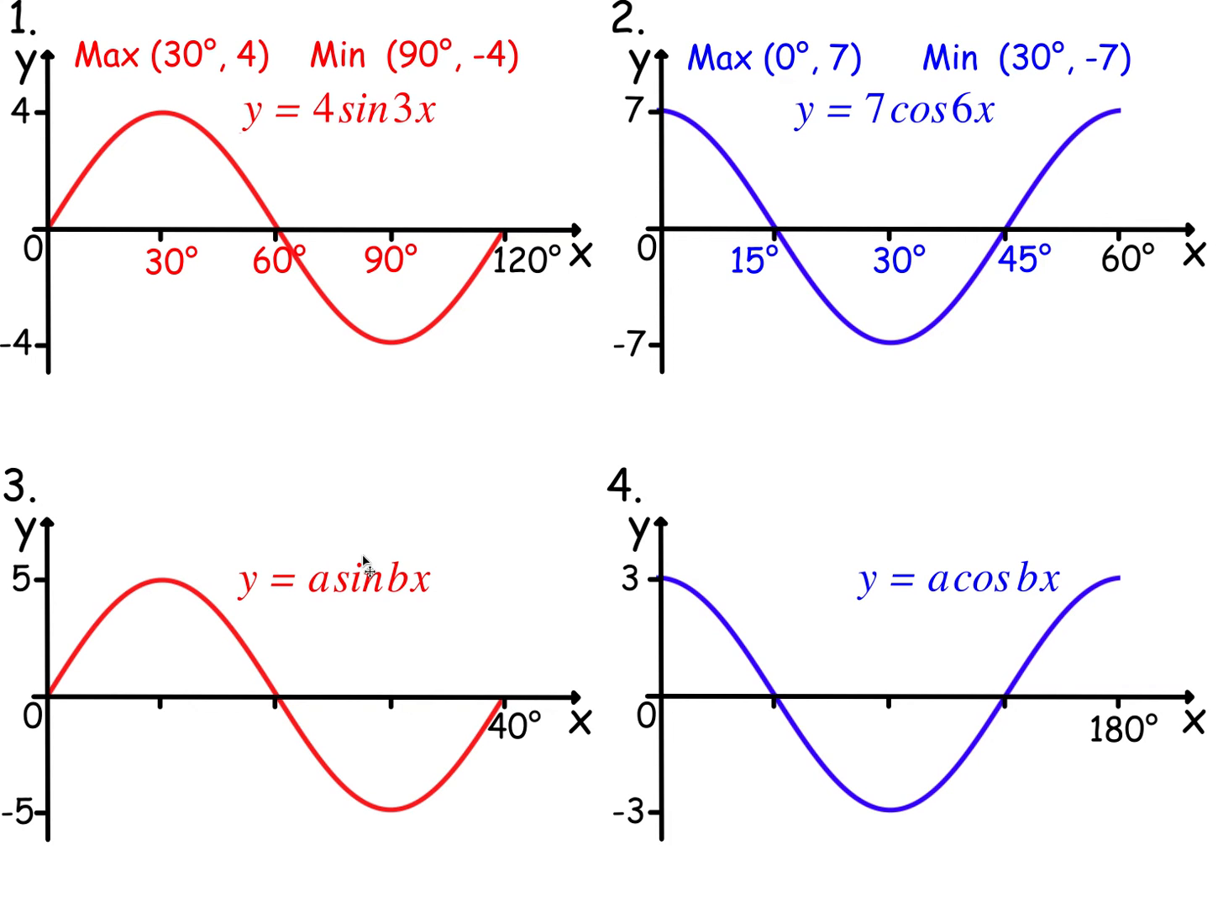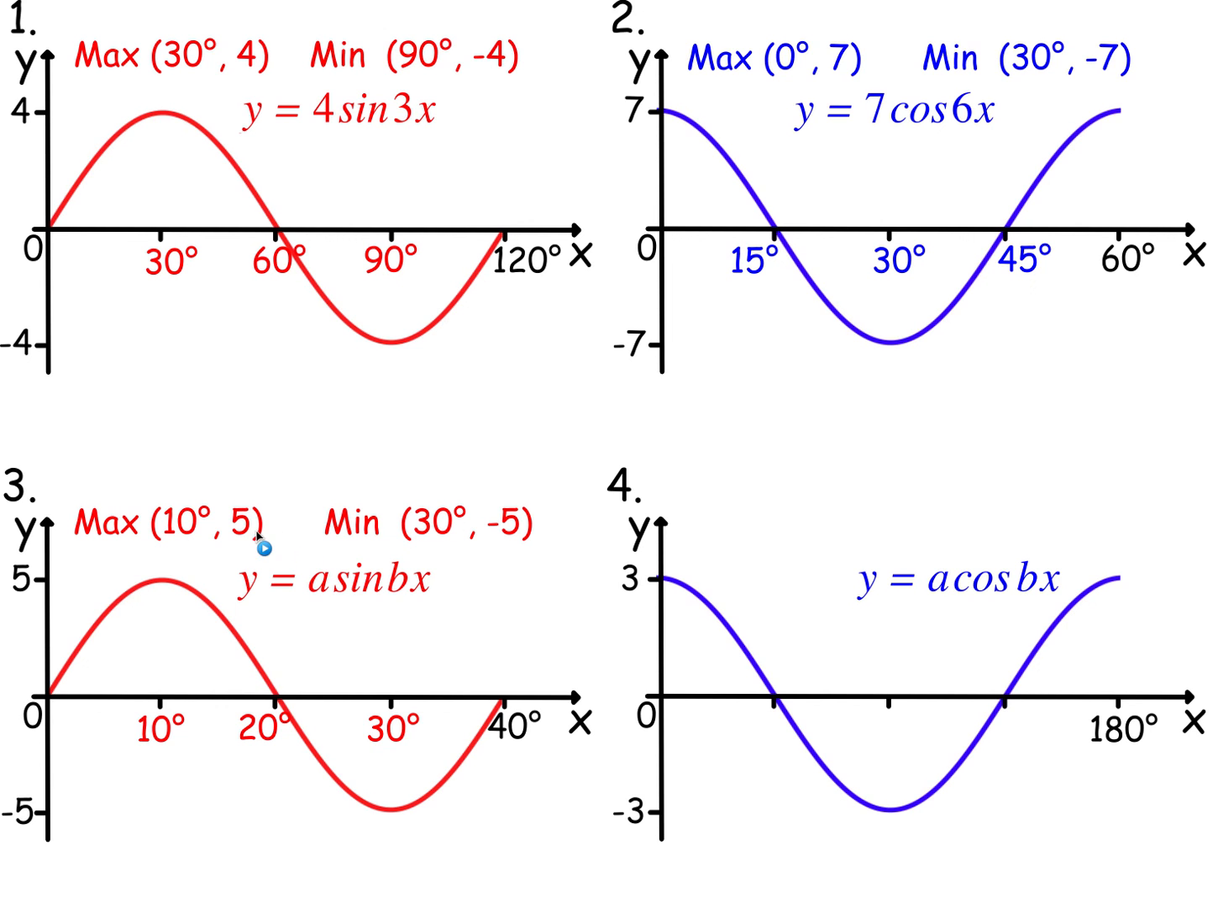Here's the third case. So in this one the period is 40 degrees, halfway is 20, and half of that is 10. That's the quarters there. Peaks at 10 degrees, 5, goes to a minimum at 30 degrees, -5. There they are there, the maximum and minimum turning points.